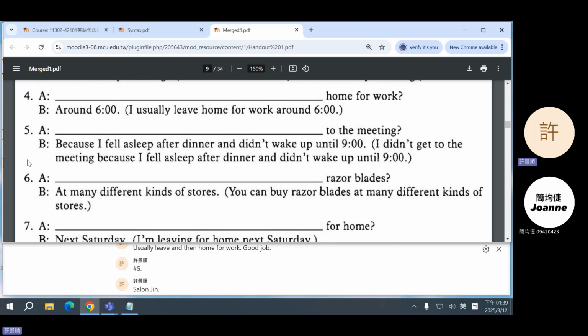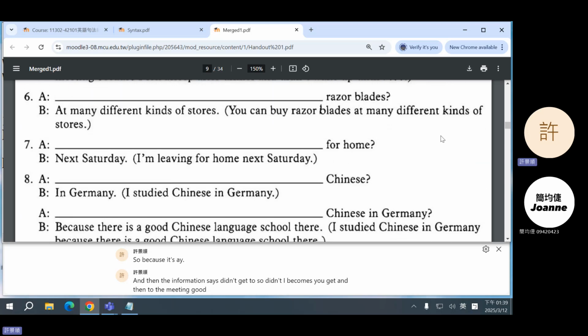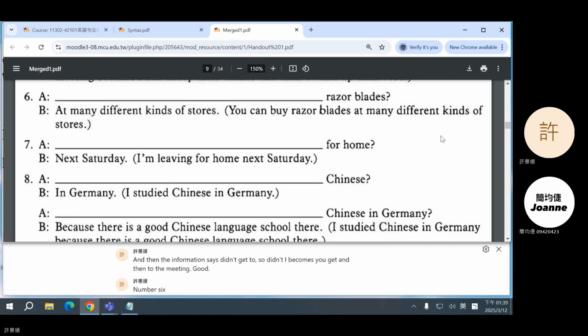Number 5. Why didn't you get to the meeting? Okay, so it's a why, and then the information says didn't get to. So didn't, I becomes you, get, and then to the meeting. Good. Number 6.